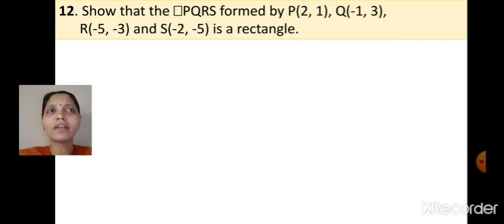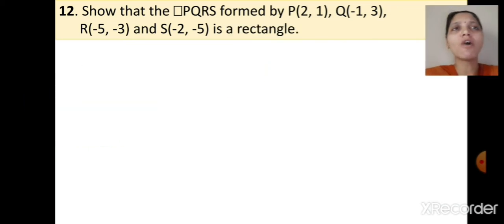Show that quadrilateral PQRS formed by P (2, 1), Q (-1, 3), R (-5, -3) and S (-2, -5) is a rectangle. So here in this sum you have to show that quadrilateral PQRS is a rectangle. So what you will do? First you will find the distance between sides, all the sides of this quadrilateral.